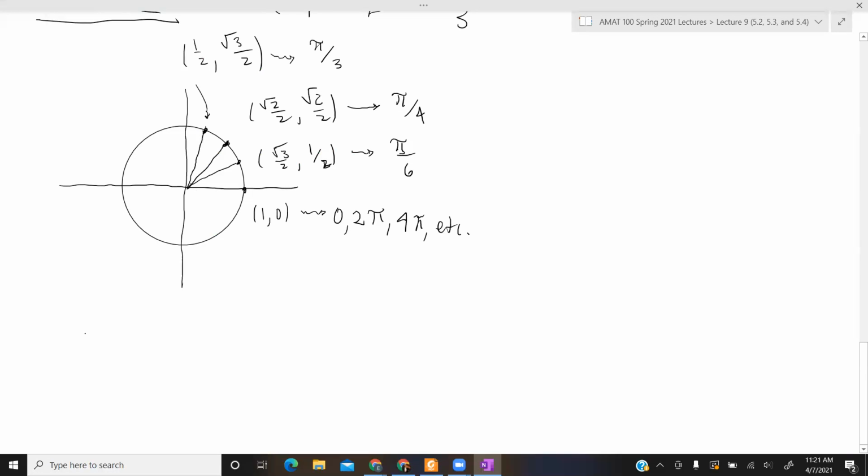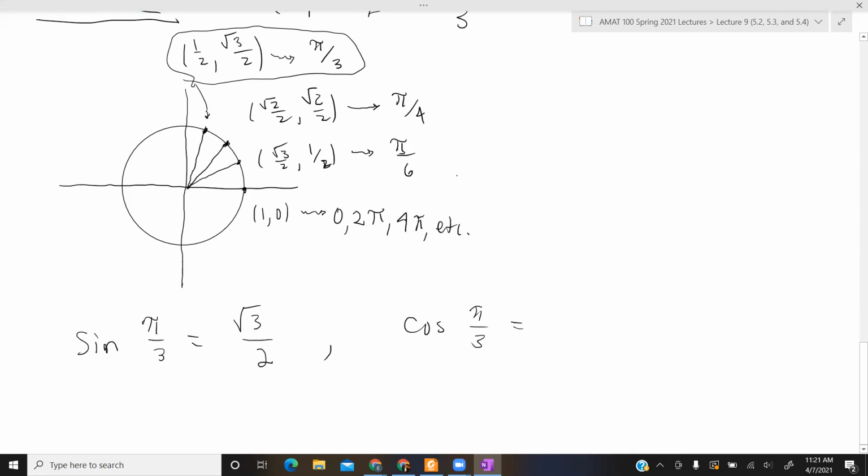So we have sine of pi over 3. Remember, that's the y coordinate. So this is the point we're interested in right here. The y coordinate of that is just root 3 over 2. Cosine of pi over 3 is going to be the x coordinate. That's just 1/2. And then finally, tan of pi over 3 is going to be the y coordinate over the x coordinate. So it's root 3 over 2 divided by 1/2. If you flip things around and cancel, these 2s will cancel, and you'll just get root 3.